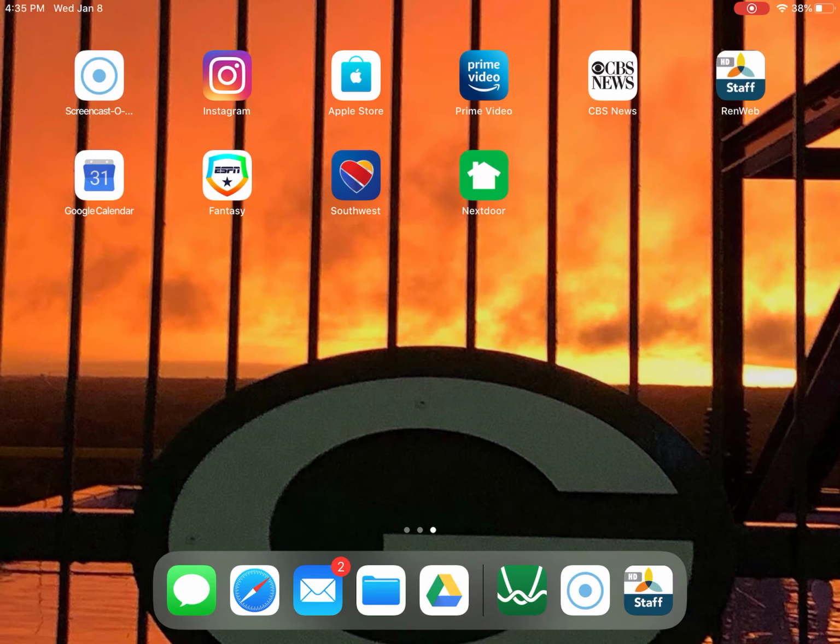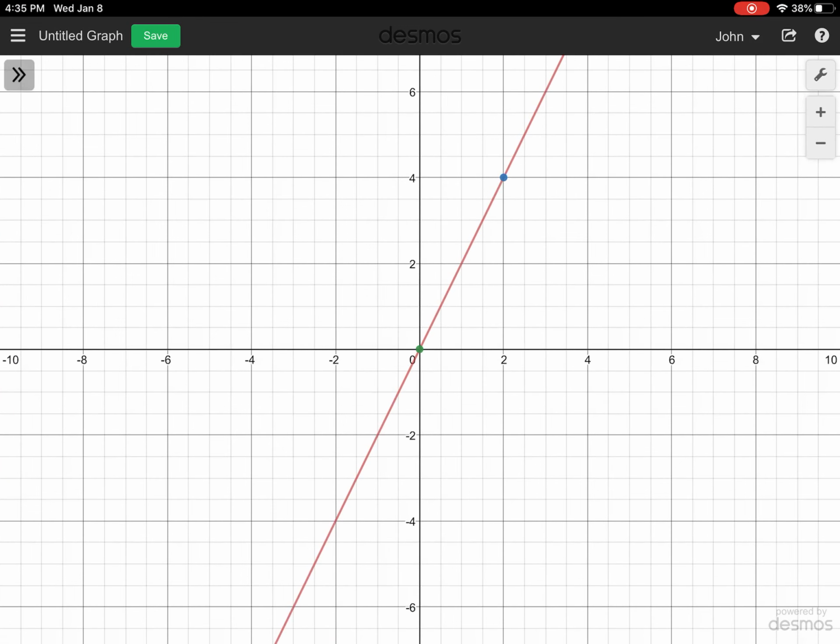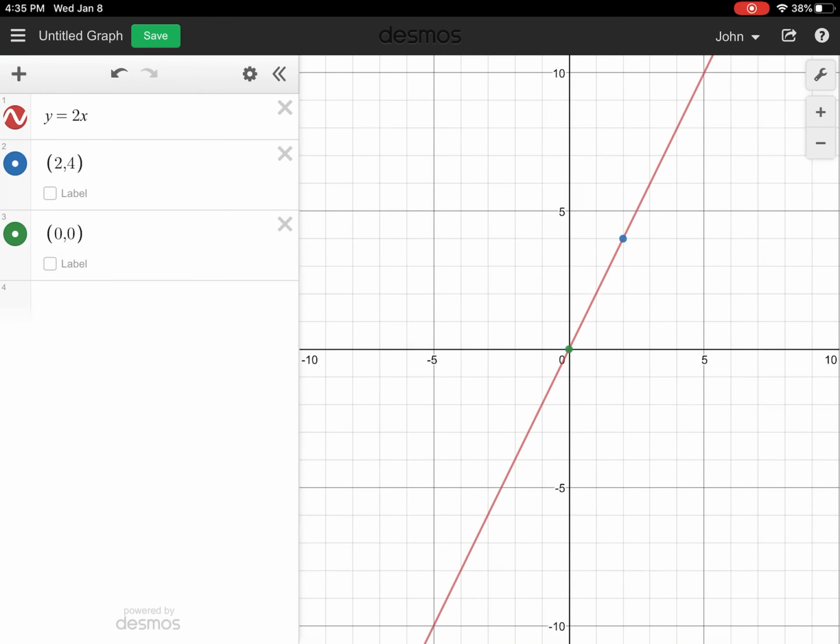And if we look at the graph, you can see that the equation is y equals 2x. So what I'm multiplying the x by is my slope. Okay, so that should be enough so that we can do some problems in class, and I'll see you tomorrow.